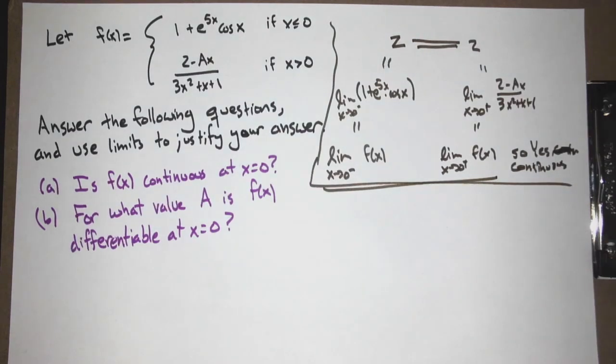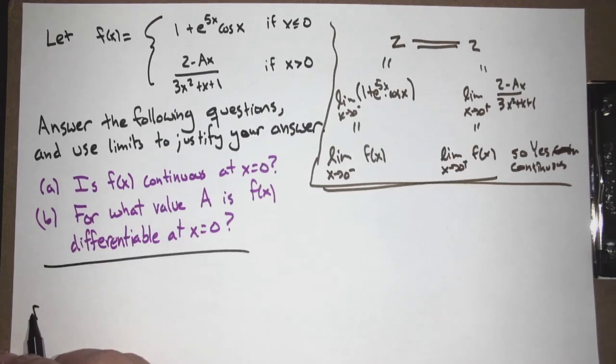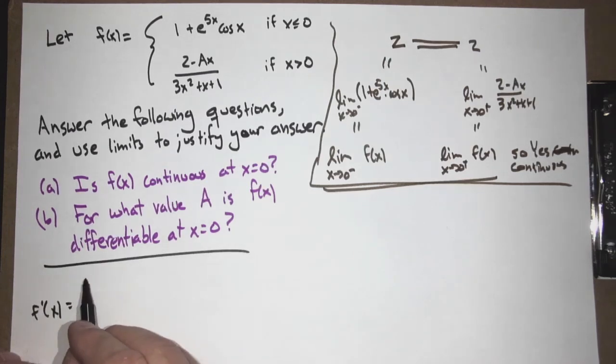All right, part B. For what value of A is f of x differentiable at x equals 0? Okay, so how do we know if something's differentiable when we have a piecewise function? Given that we already know it's continuous, what needs to be true? The derivatives have to match. Good. So let's talk about our derivatives. When you have a piecewise function, you get piecewise derivatives. So let's look at f prime of x.